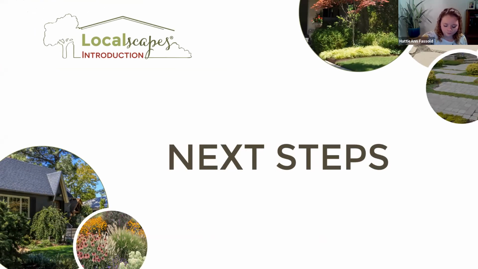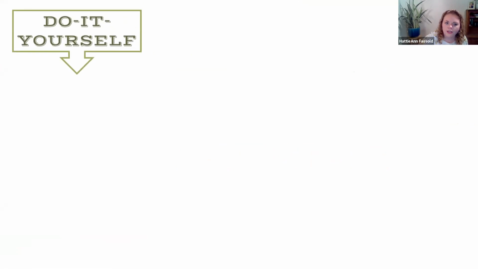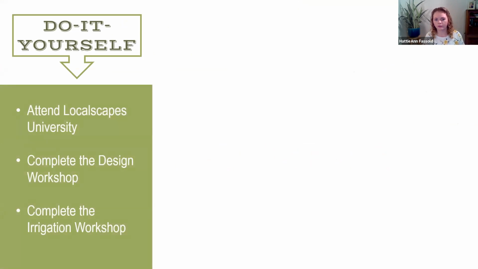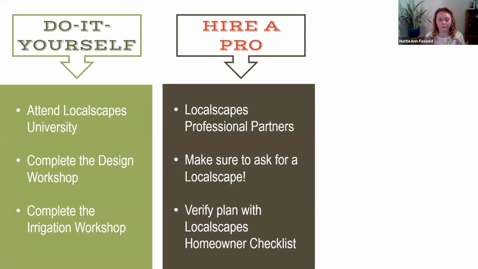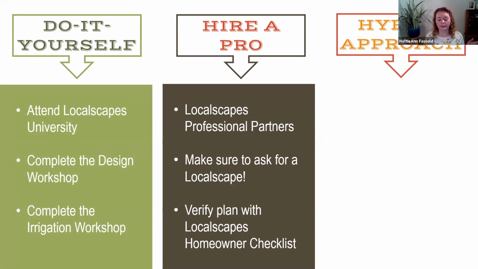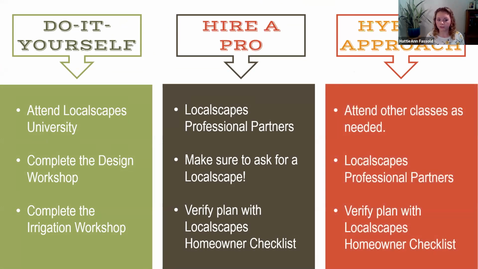All right, so your next steps here. What are your next steps? So we've told you the 5 different steps, right? And there's a few different ways that you can do it. So you can do it yourself. We've had a lot of people actually do that, and that's by attending the Localscapes University, completing the design workshop class, and completing the irrigation workshop. We're going to have all of those classes available.